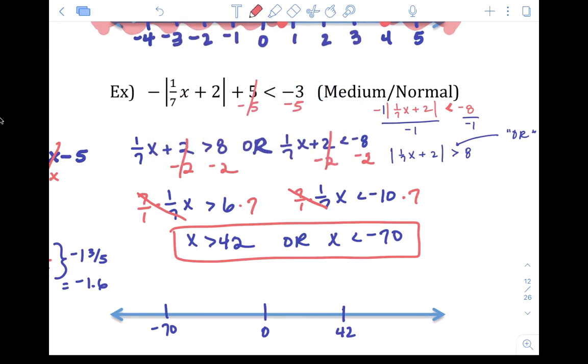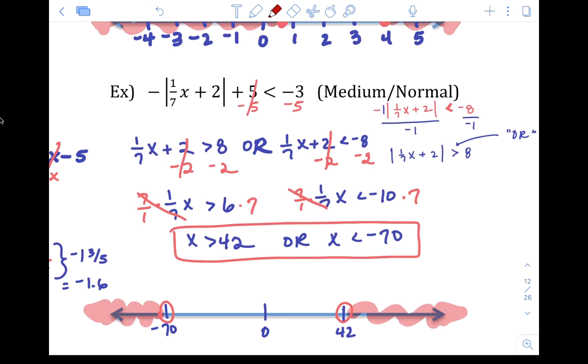You would have an open circle at 42, shaded to the right because everything greater than 42 is going to be to the right. You will have an open circle at negative 70, shaded to the left because everything less than negative 70 is to the left. And there would be your final normal. If I said normal, it just means go separate ways because that's typical for ORs. So you'll have your normal OR.